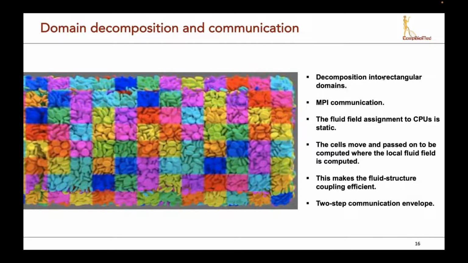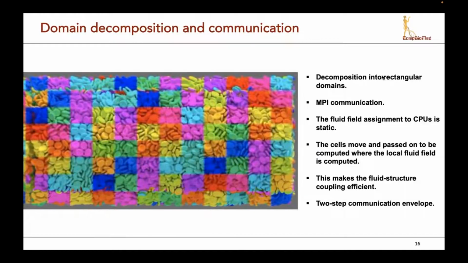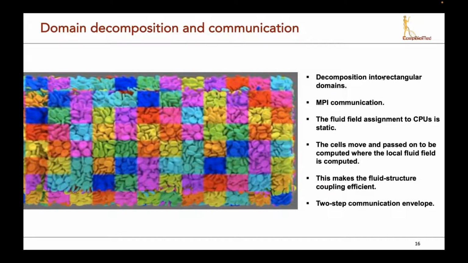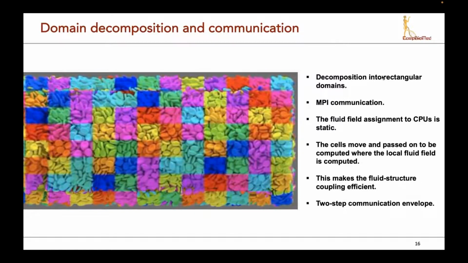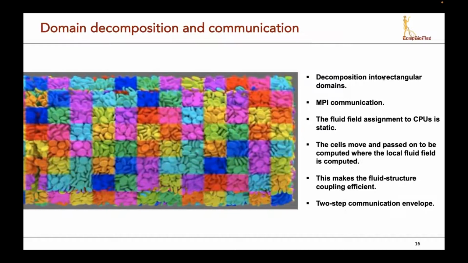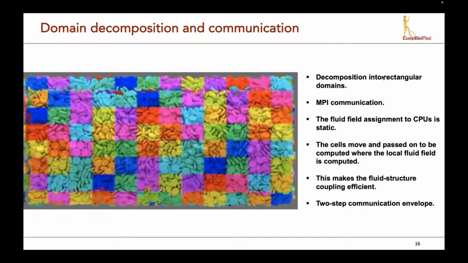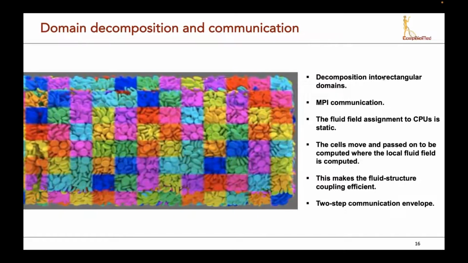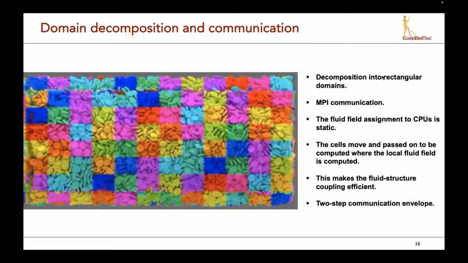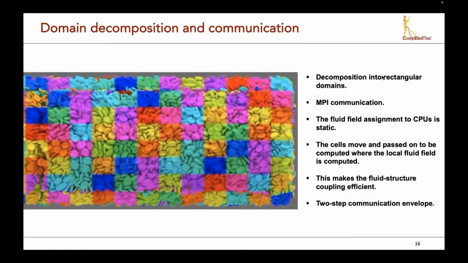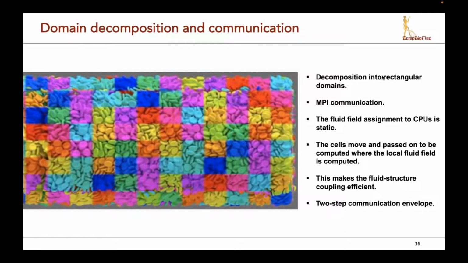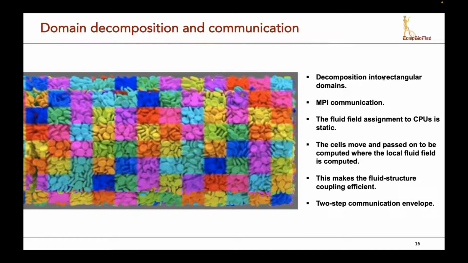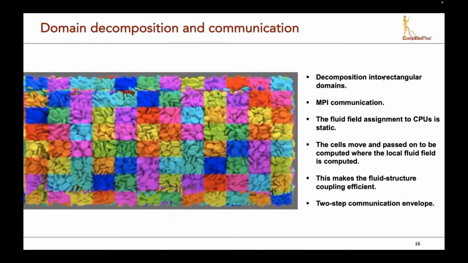As for the actual decomposition, how it looks, in this video you can see a short flow of cellular blood flow. Every single color-coded block is a different core. So at the beginning of the simulation, the whole domain is decomposed into these different blocks and assigned to different CPUs that are computing these blocks. But this is static in terms of the fluid.